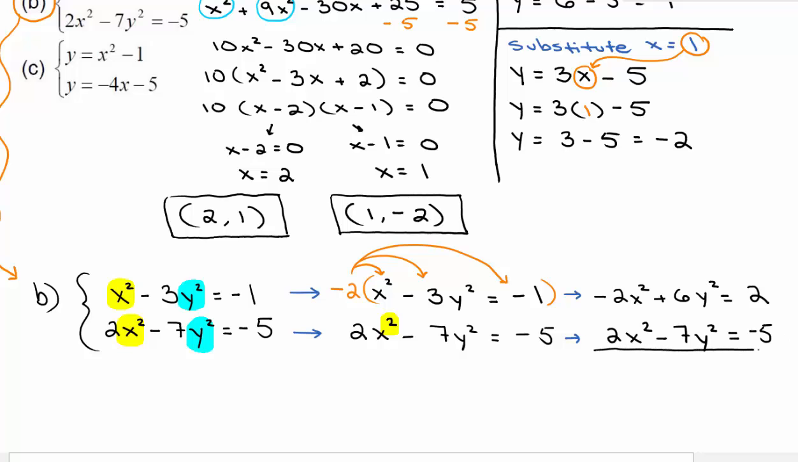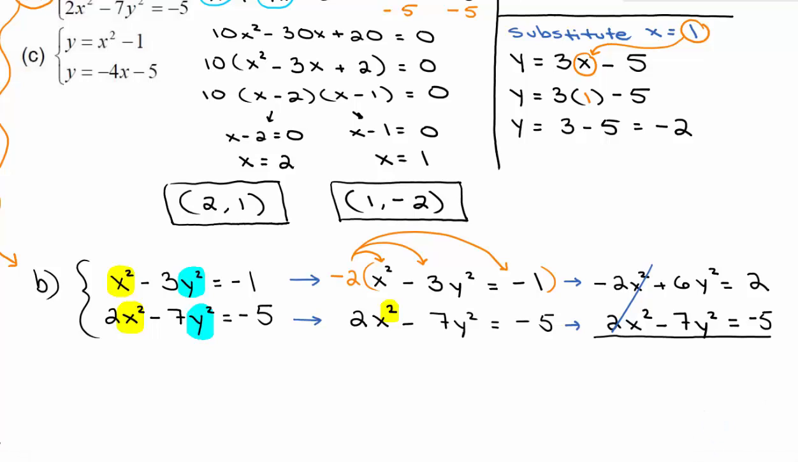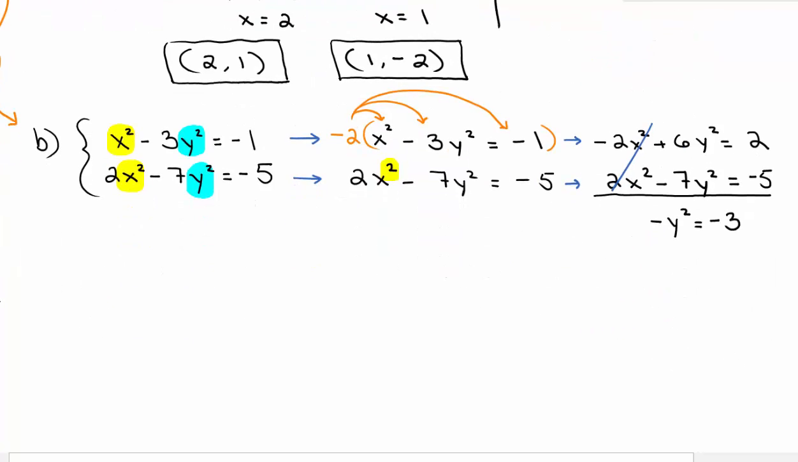Alright, so now we can add these two equations together. The x squared terms are going to cancel out nicely because negative 2x squared cancels out with positive 2x squared. We're left with a negative y squared is equal to a negative 3. I'm going to divide both sides by a negative 1 in order to get rid of the negative in front of the y squared. And here we are going to end up with y squared is equal to 3.